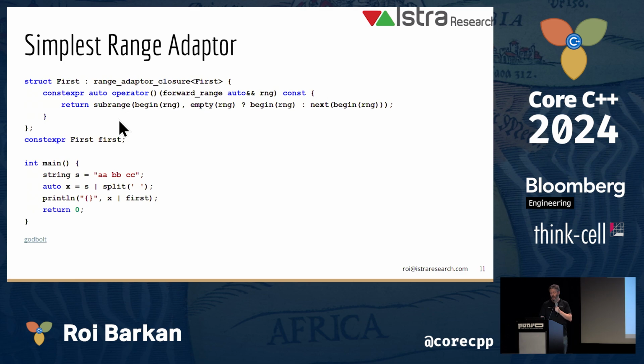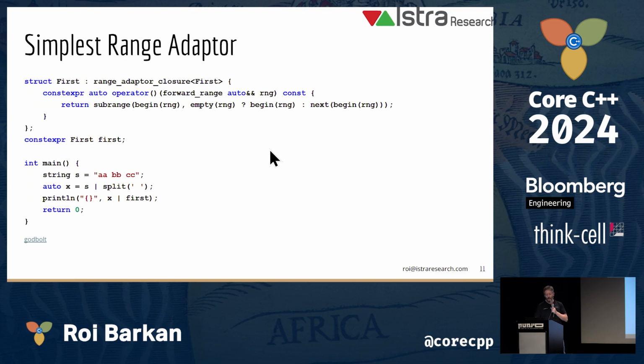And in this case, all I need to do is just return the subrange. I take the input range as an argument. I need to return the output range as a result. In our case, all I want is to return the subrange that starts whenever the input starts, and either ends exactly where the input ended, if the input is empty, or just one step forward to encapsulate the fact that we're just a single element of the entire range that was given to us.